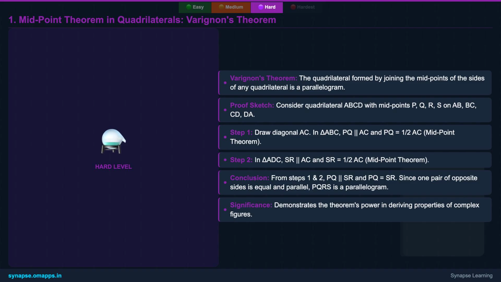Imagine that, from any arbitrary four-sided figure, you can always construct a parallelogram by connecting its midpoints. The proof uses the midpoint theorem twice, once for each diagonal, to show that opposite sides of the inner quadrilateral are parallel and equal. This is a fundamental concept that simplifies many geometric proofs and reveals hidden symmetries.